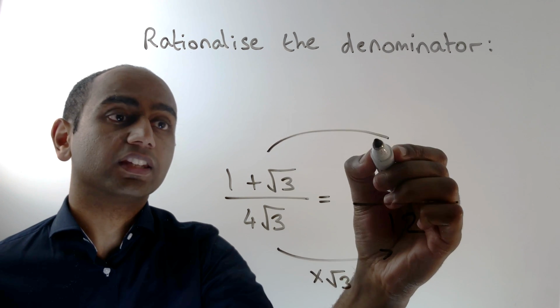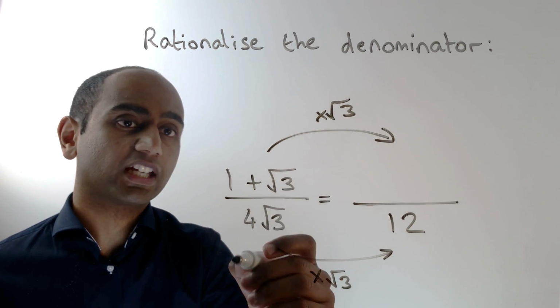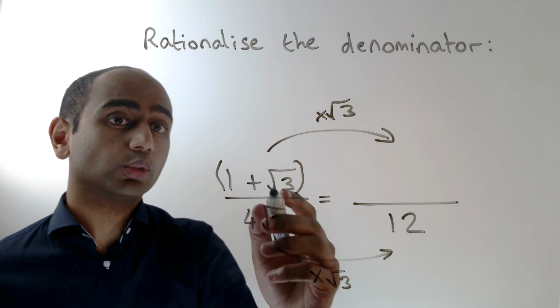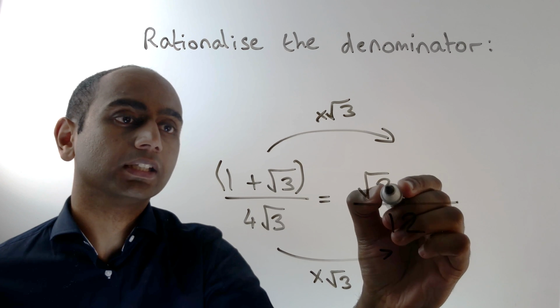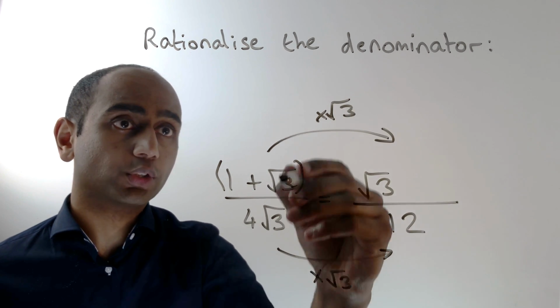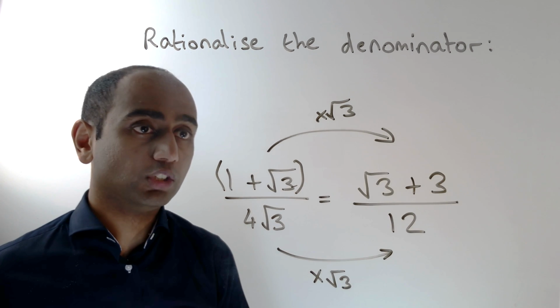Now, multiplying this numerator by the square root of 3, you just need to take a bit of care. We're actually multiplying this whole thing by root 3. So we would have one lot of root 3, which is root 3, plus root 3 lots of root 3. Root 3 lots of root 3 is just 3. So that would be the numerator.